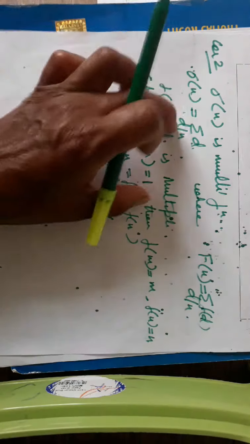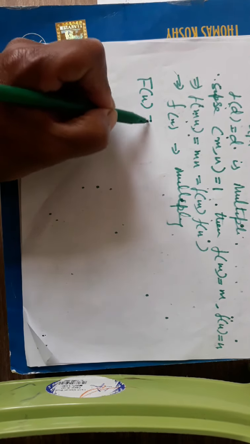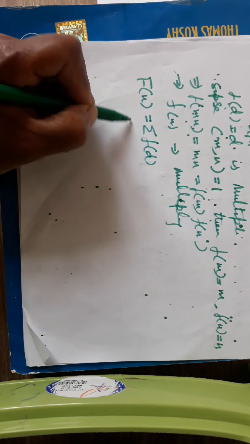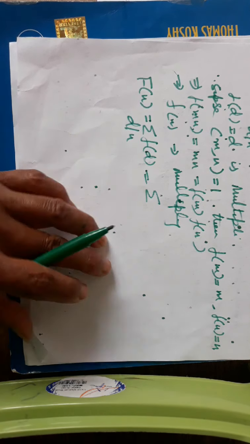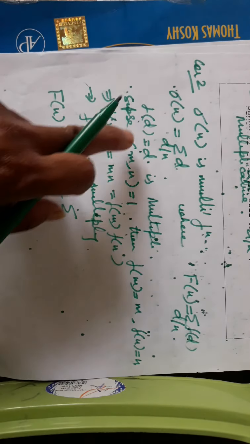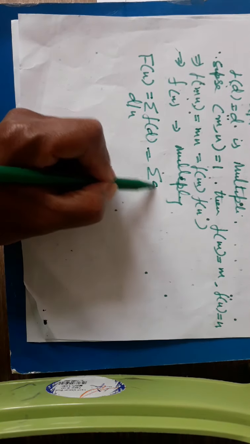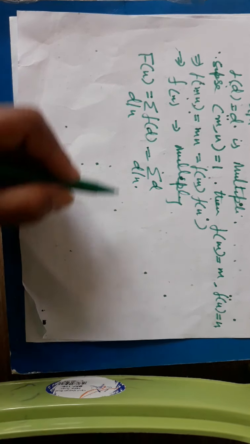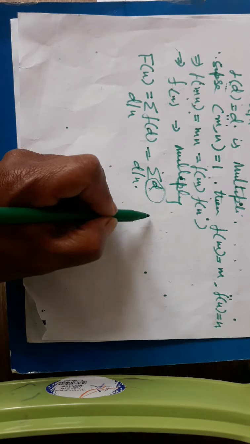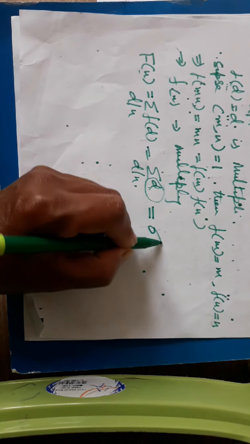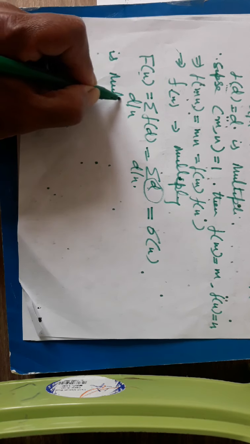So here also, by applying that theorem, we have capital F of n, which is the summation of f of d, where d runs over the divisors of n. This is equal to the summation, and instead of f of d you replace it by d, since f of d is equal to d, where d runs over the divisors of n. Since f is multiplicative, and this is nothing but sigma of n, it is multiplicative.